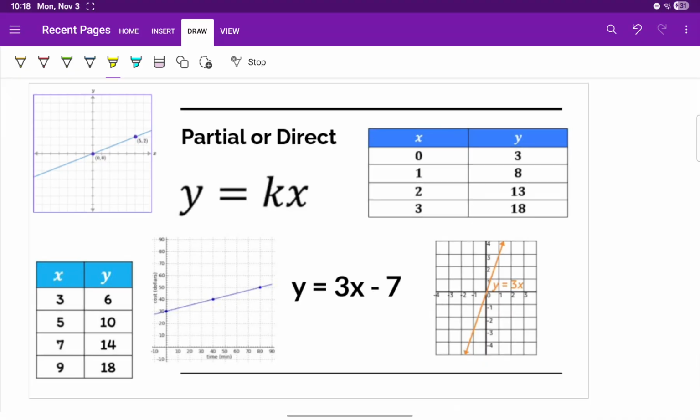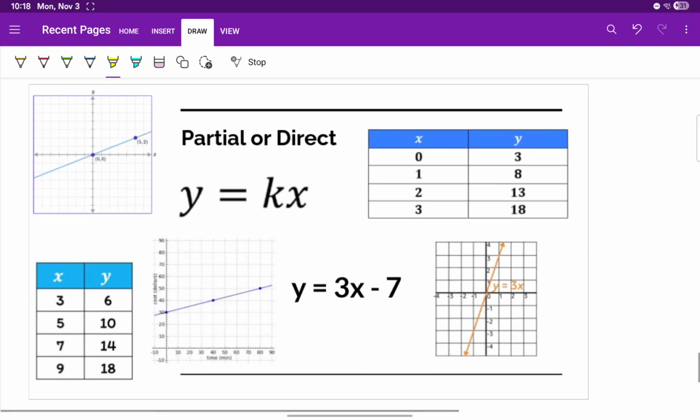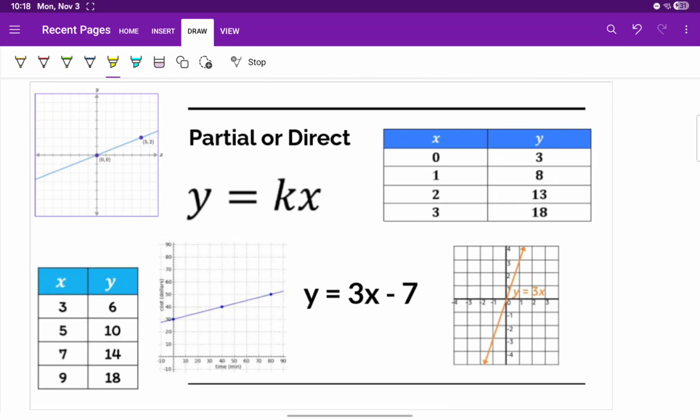We just have a whole bunch of examples here, and we're just going to talk about whether or not these are direct or partial. Okay, here we go. Now, I don't even know. Just trying to look at your homework sheet.